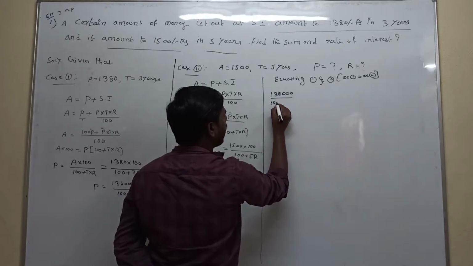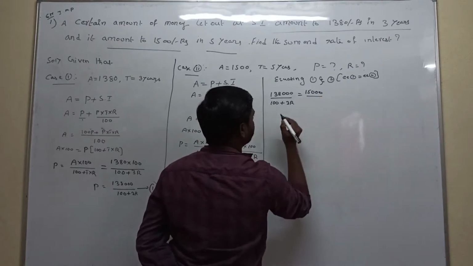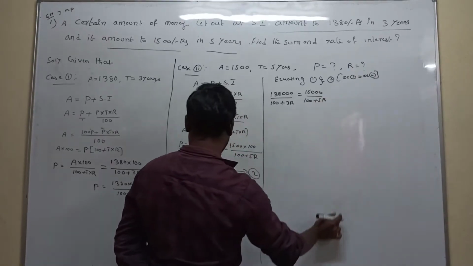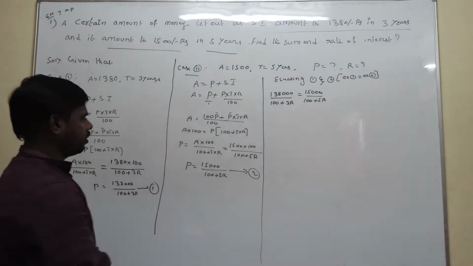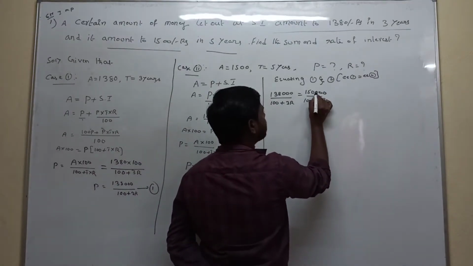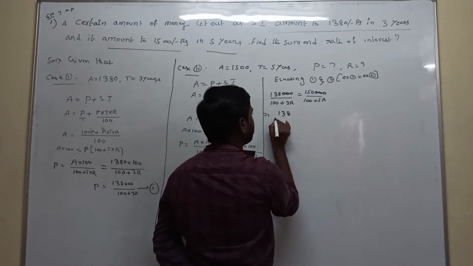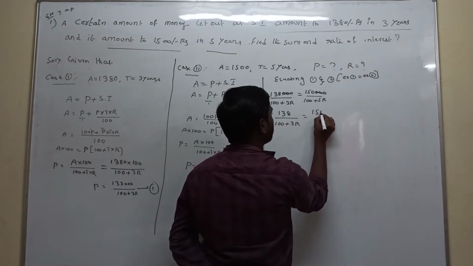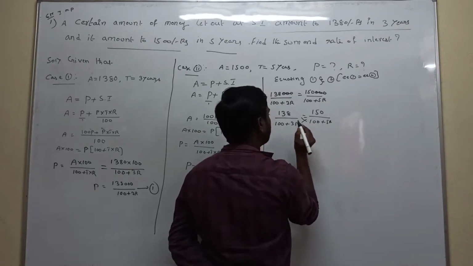1,38,000 divided by 100 plus 3R. The second one is 1,50,000 divided by 100 plus 5R. Here there are 3 zeros in both, and the 3 zeros get cancelled. So the left side is 138 divided by 100 plus 3R, which is equal to 150 divided by 100 plus 5R.